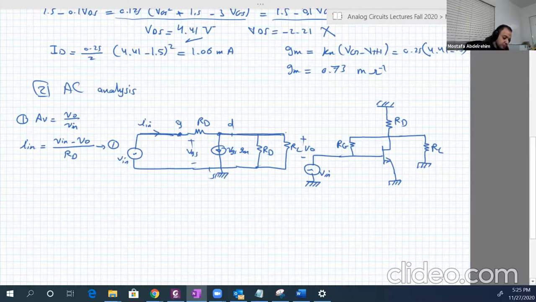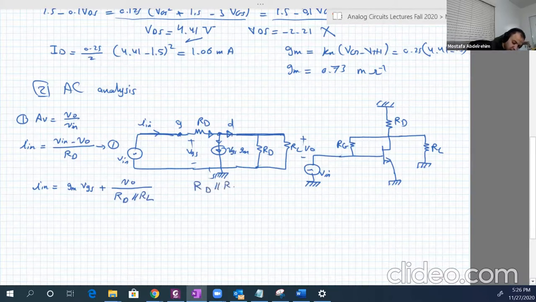the voltage of VO. So this I input would come here and has two branches. One component to go to that branch and another component with VGS GM. So I input is equal to first current is GM VGS. And the second current, which goes in here, equal to the voltage across these two resistors divided by the parallel combination of these two resistors. So it's equal to VO over RD parallel RL. I will call RD parallel RL, I will call it R. Okay.